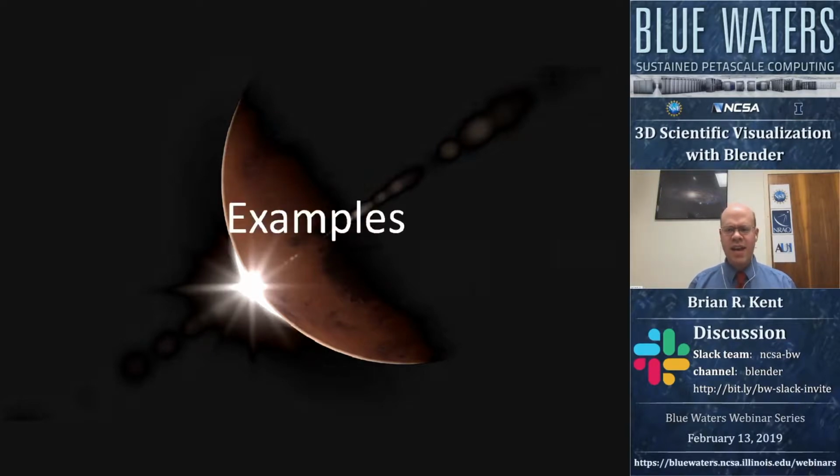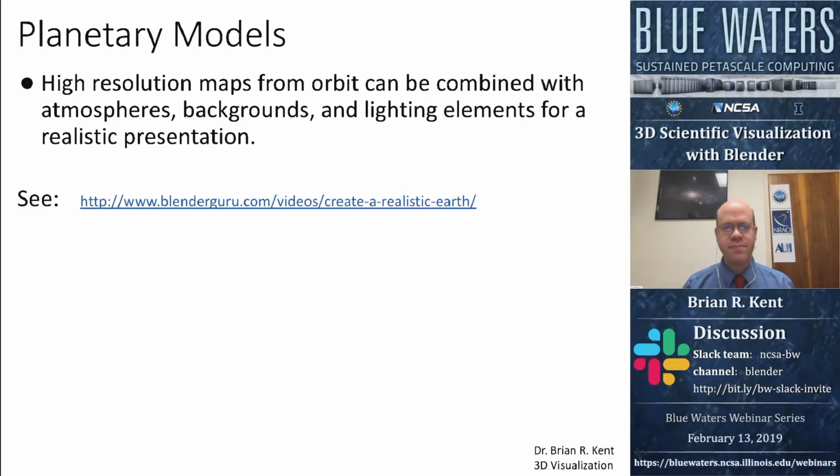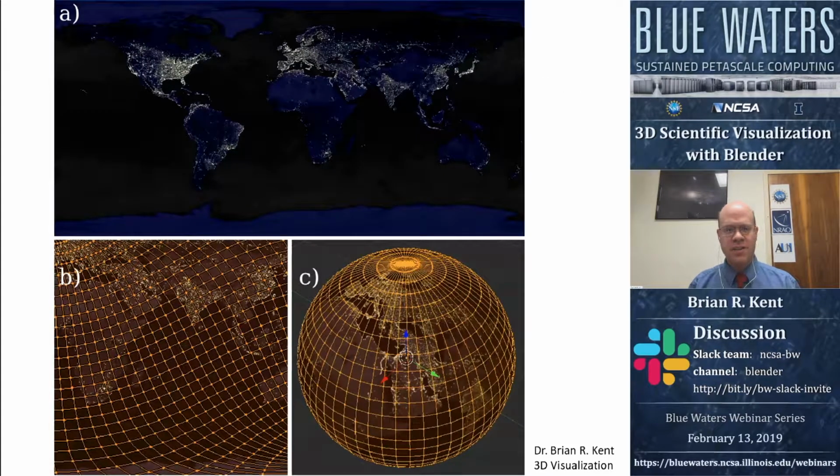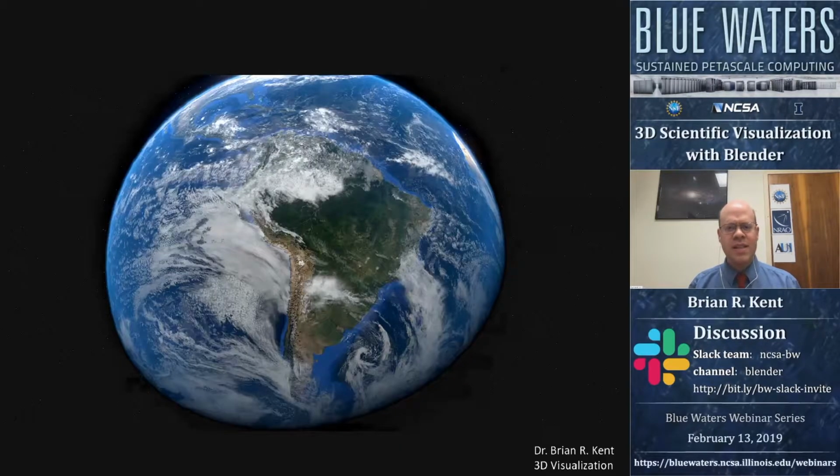So let's look at a couple of examples. First, planetary models. These can be high-resolution maps that are typically from satellites, but I also want to add things like atmospheres, backgrounds, and different lighting elements to create a very realistic presentation. There's a wonderful video tutorial on how to do these kinds of things on the website Blender Guru. This is how we do it with a nighttime and daytime view, as you'll see on the next panel, of the planet Earth. And this is what we actually get.